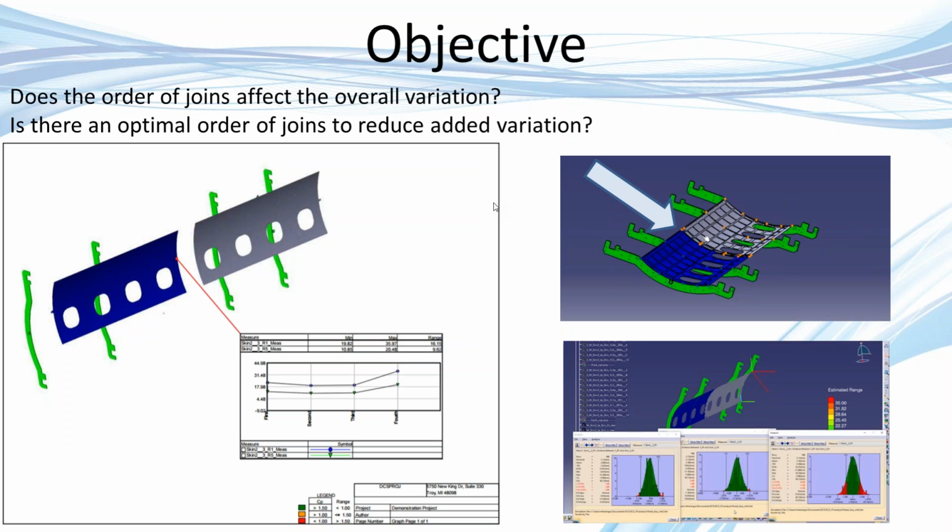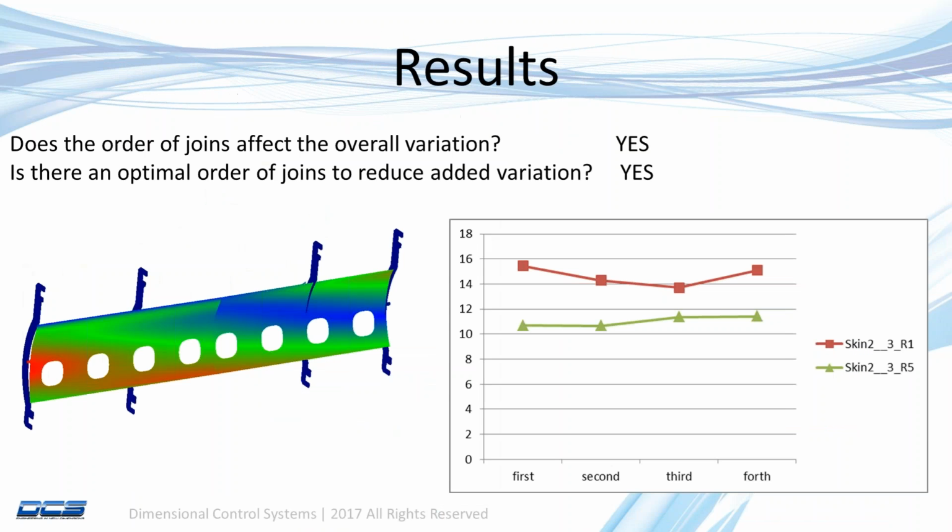So in practice, what we've done is we've taken a look at our points that we're going to be welding or connecting these two parts, and we're going to see, based on a number of proposed scenarios, which one is going to add the least amount of variation to our parts, and that's what we want to go with. So it's a method of optimizing our sequence to reduce variation. So the results: we found, yes, the order of joins does affect the overall variation, in some cases more than others, and that allows us to find an optimal order of joins to reduce the added variation.